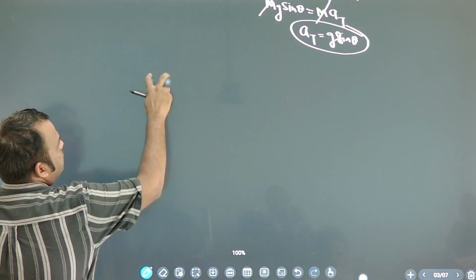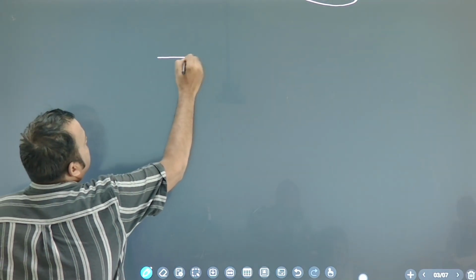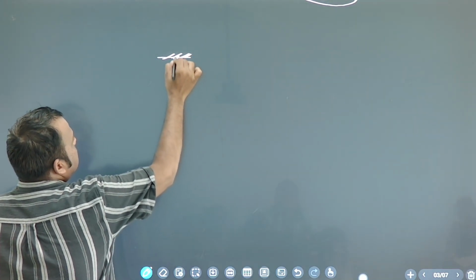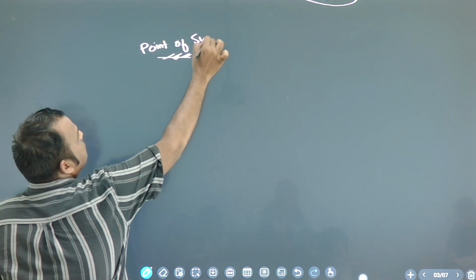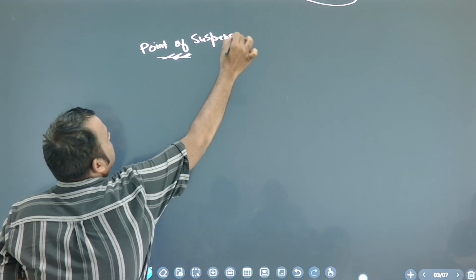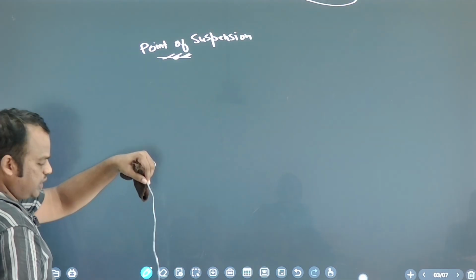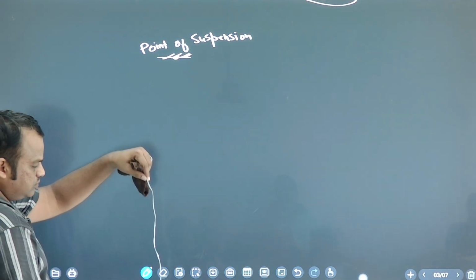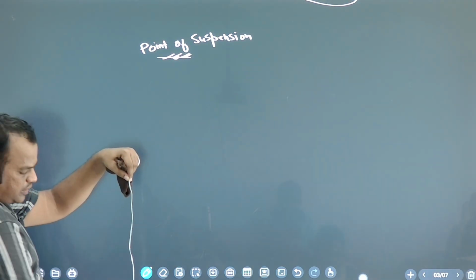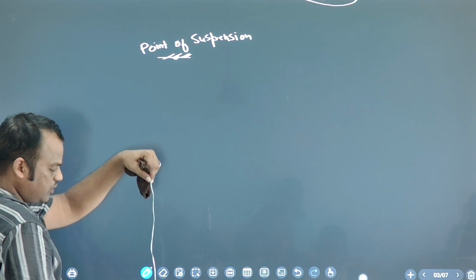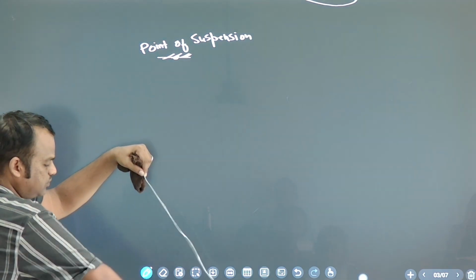Now you see, suppose this is the point of suspension. What do you call this point? Point of suspension. So I am holding this string like this. This is the point of suspension. So the string is there. One end is here, other end is here. What is the speed right now? 0. Now I will hit it like this.